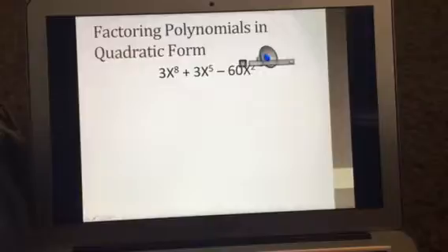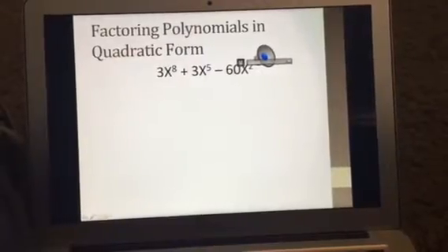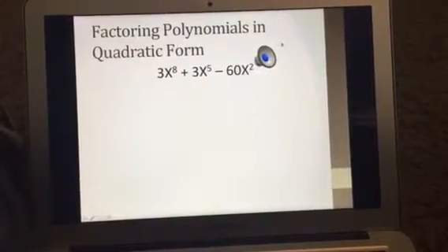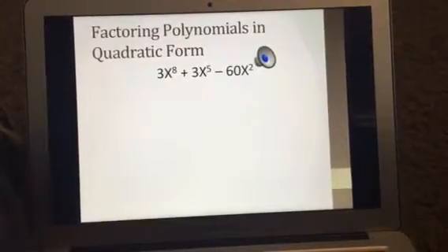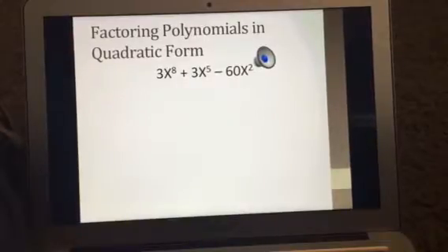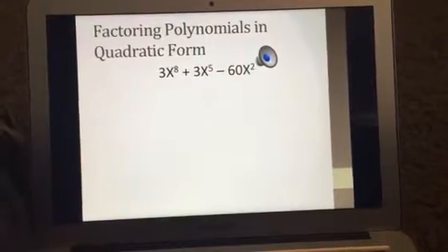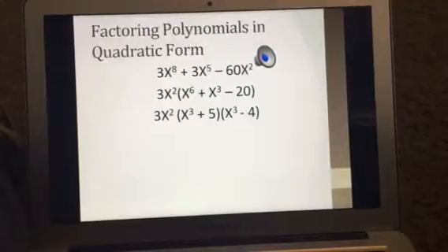I'm going to factor out a common factor, which is 3x squared. So you're left with 3x squared in parentheses x to the 6th plus x cubed minus 20. Then you just want to factor what's in the parentheses, which leaves you with 3x squared in one parentheses x cubed plus 5 and in another parentheses x cubed minus 5.